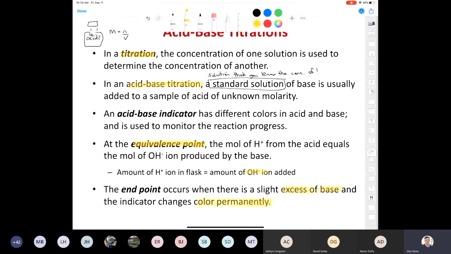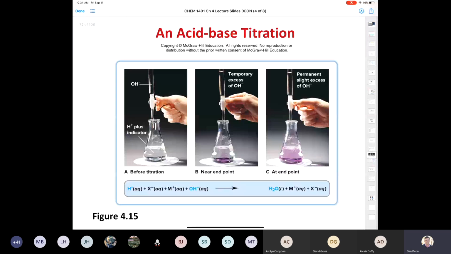Number of moles of acid divided by volume of acid, boom, concentration of acid. I said that pretty quickly. So let's take a look at a picture of what an acid-base titration looks like.